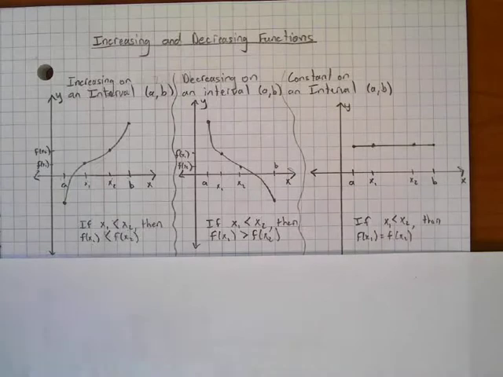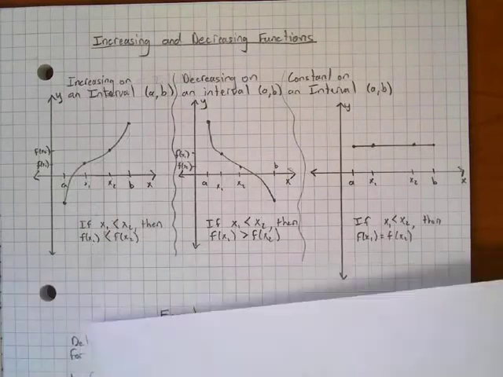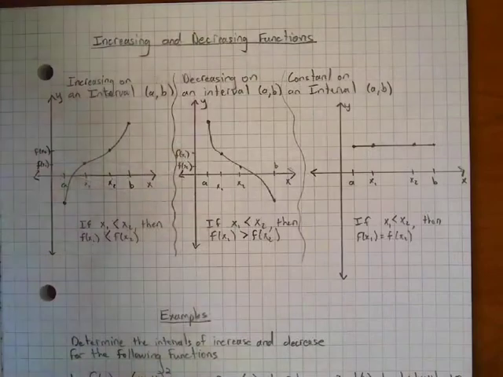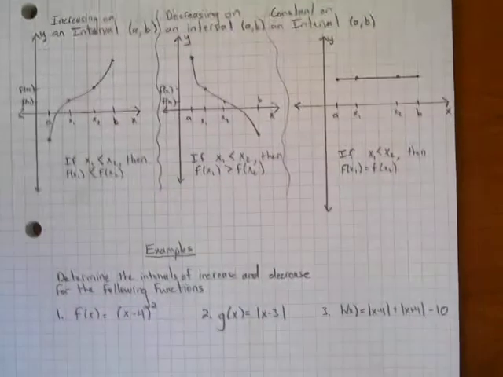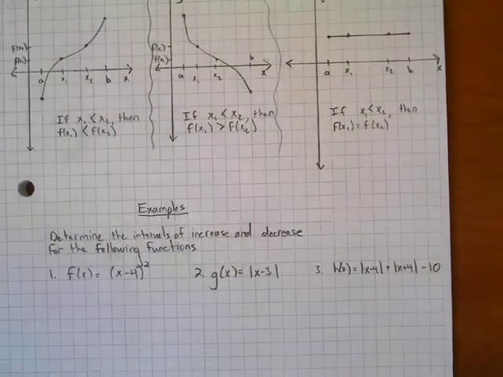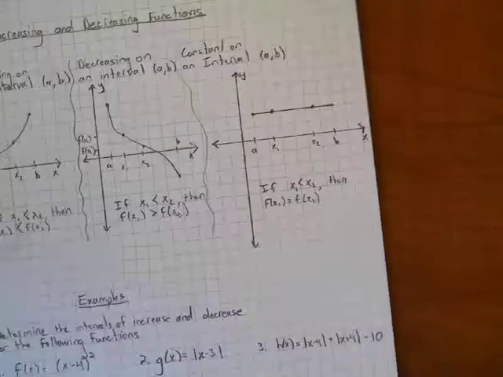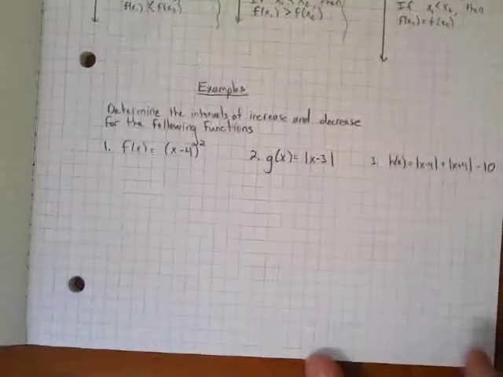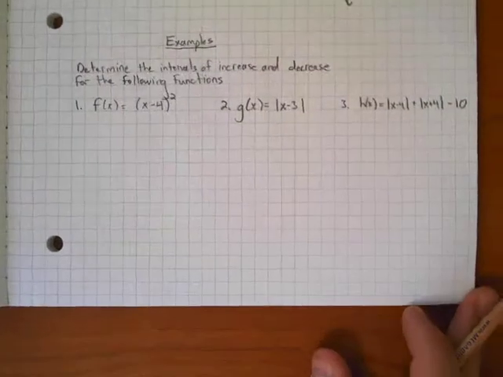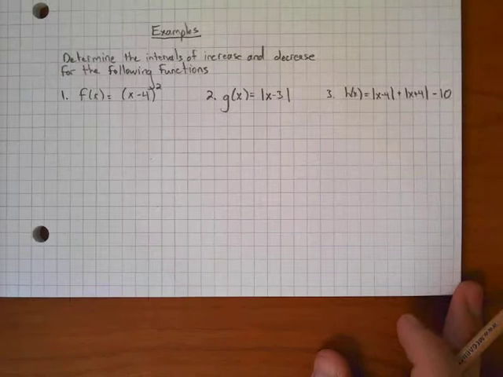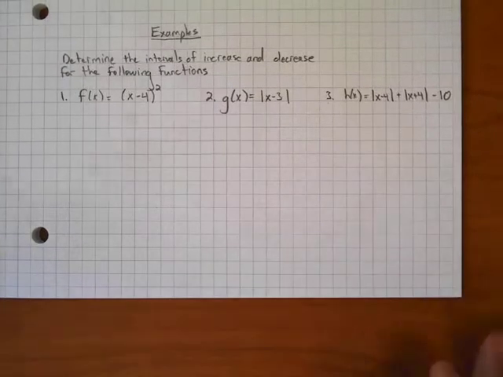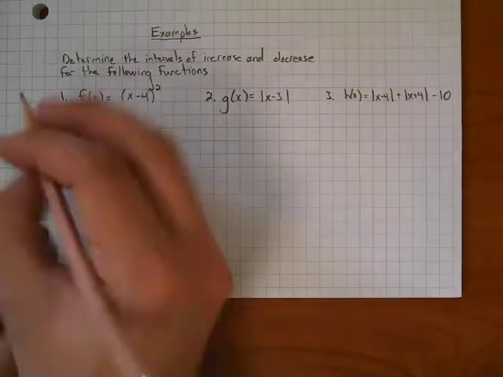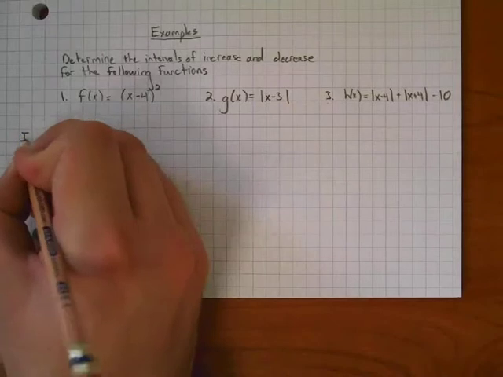Now, not all functions are always increasing or always decreasing. Some increase at some points, and some decrease as well on different points. So let's take a look at a few examples. We're going to analyze these graphically. So we'll take these three things, put them into our calculator, and see if we can determine on what intervals they're increasing and decreasing. And we'll make a little table to save time.